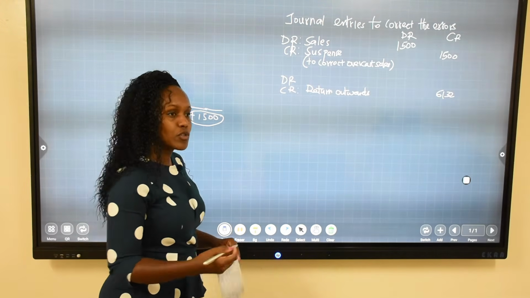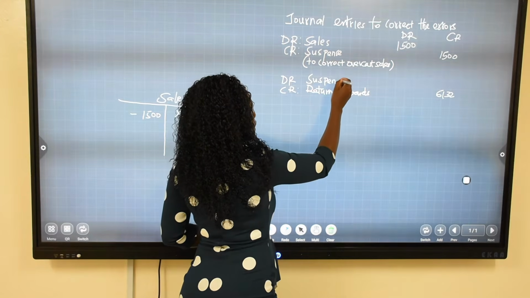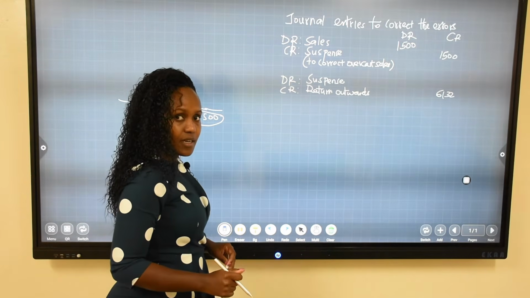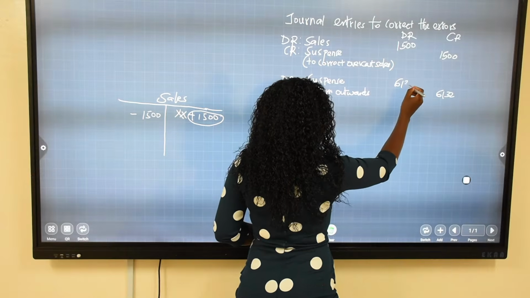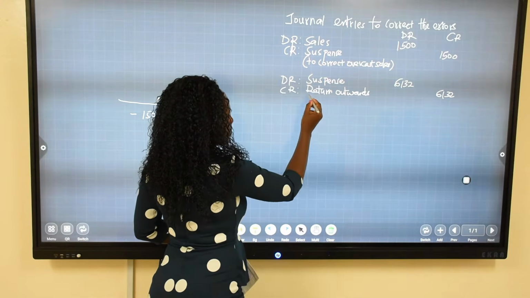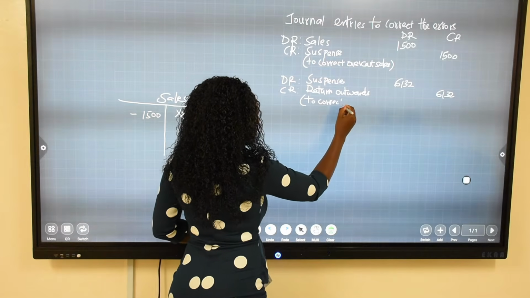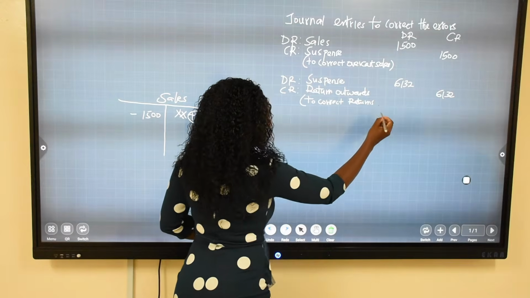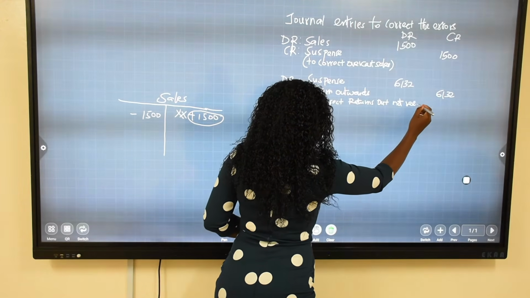Now, the other amount goes to suspense. Because we have said that these errors that affect the trial balance, they are corrected through the suspense account. Then, again, a narration to correct return outwards not recorded.